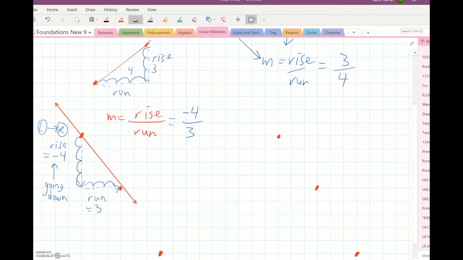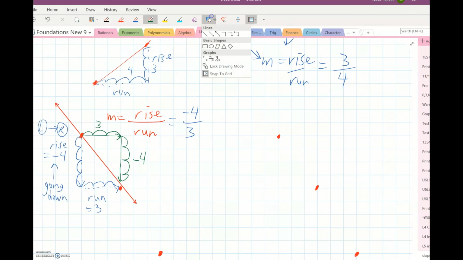Now you say, what if I go in a different direction? This is just one way to do it. What if I counted this direction? What if I went sideways first? 1, 2, 3. That would still be a +3. And then going down, 1, 2, 3, 4, -4. So you can use the green or the blue, it doesn't matter. They're both going to go from one point to the other point and give you your correct slope.